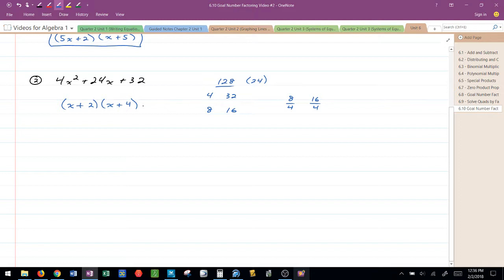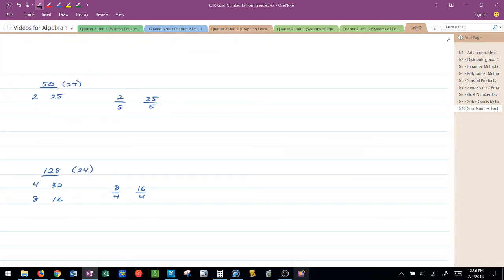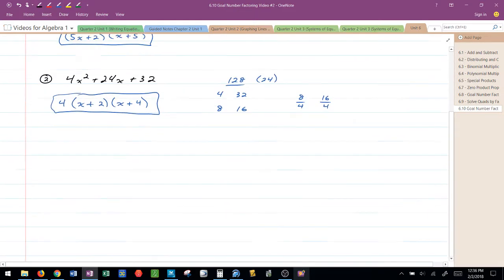But then when I do my double check here, x times x is x squared, and I'm supposed to have 4x squared. So I anticipate I missed a GCF of 4, and I write that in the front. Now I do my double check again. X times 4, that's 4x squared. 4 times 2 times 4, that's 32. This is the correct complete factorization. Okay, let's try another one.